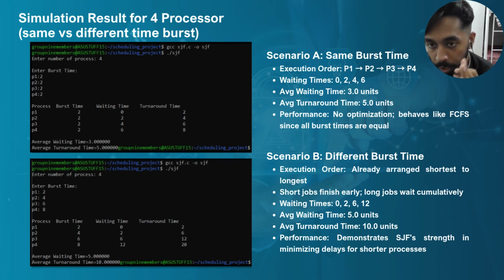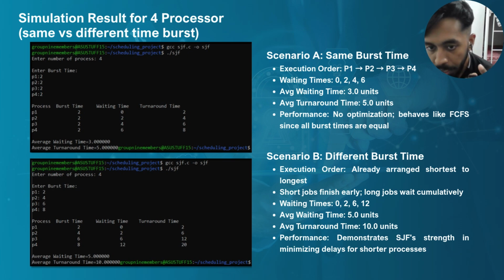So we are comparing for each simulation, for each number of processes, the same burst time and a different burst time. So for a scenario, you can have the same burst time, where four of the processes have the exact same burst time. When we actually assigned it, we can see that the average waiting time is 3 units, while the average turnaround time is 5 units. And the performance is that there's no optimization; it behaves just like FCFS, since all the burst times are equal.